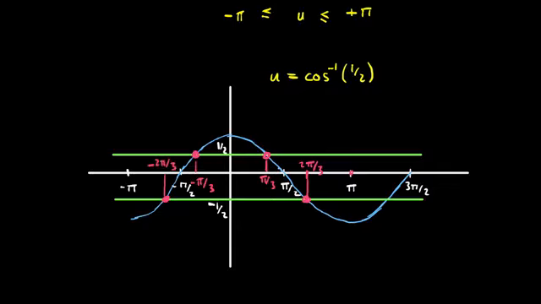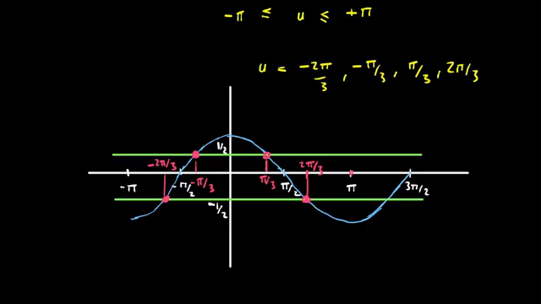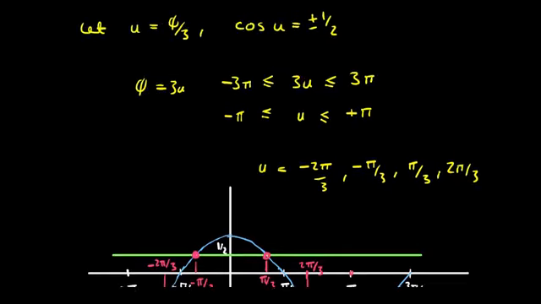So what do we end up with? We end up with the following set of solutions. We've got that u is equal to minus 2 pi upon 3, minus pi upon 3, pi upon 3, and 2 pi upon 3. But remember, we don't want solutions for u. What we want is solutions for phi, and phi is equal to 3 times u. All we've got to do is take all of these solutions and times them by 3. Well, that's going to be pretty easy.